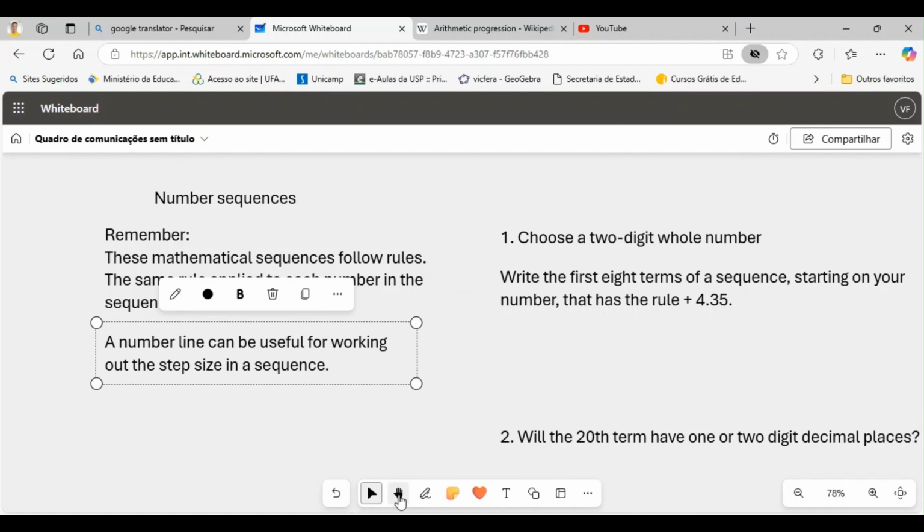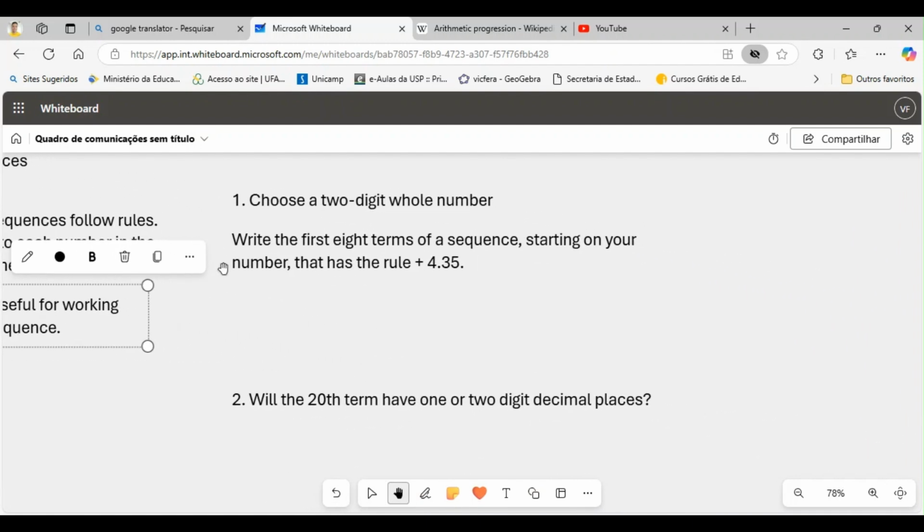So let's see an example with this number one on screen. Exercise: choose a two-digit whole number, and then write the first eight terms of a sequence, starting on your number and with the rule of plus 4.35. So it seems that we have an arithmetic progression, and I'm going to pick as a two-digit whole number the number 10. Okay, guys.